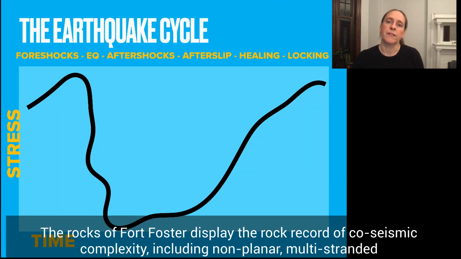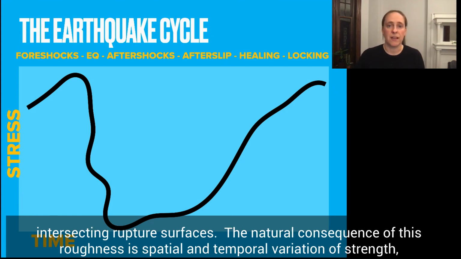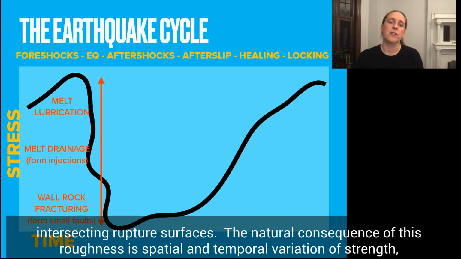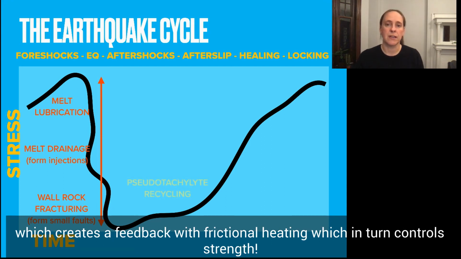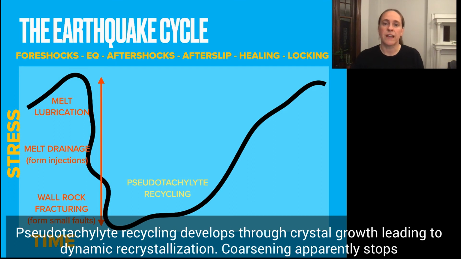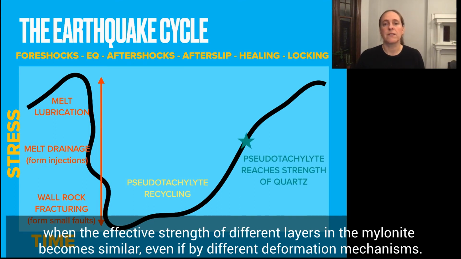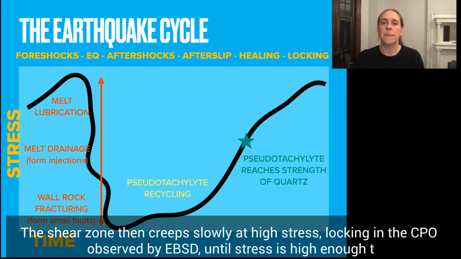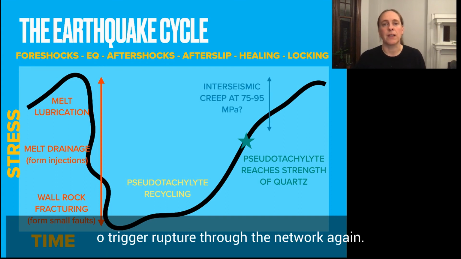The rocks of Fort Foster display the rock record of co-seismic complexity, including non-planar, multi-stranded, intersecting rupture surfaces. The natural consequence of this roughness is spatial and temporal variation in strength, which creates a feedback with frictional heating, which in turn controls strength. Pseudotactylite recycling develops through crystal growth, leading to dynamic recrystallization. Coarsening apparently stops when the effective strength of the different layers in the myelinite becomes similar, even if they are deforming by different deformation mechanisms. The shear zone then creeps slowly at high stress, locking in the CPO we observe by EBSD until the stress is high enough to trigger rupture through the network again.